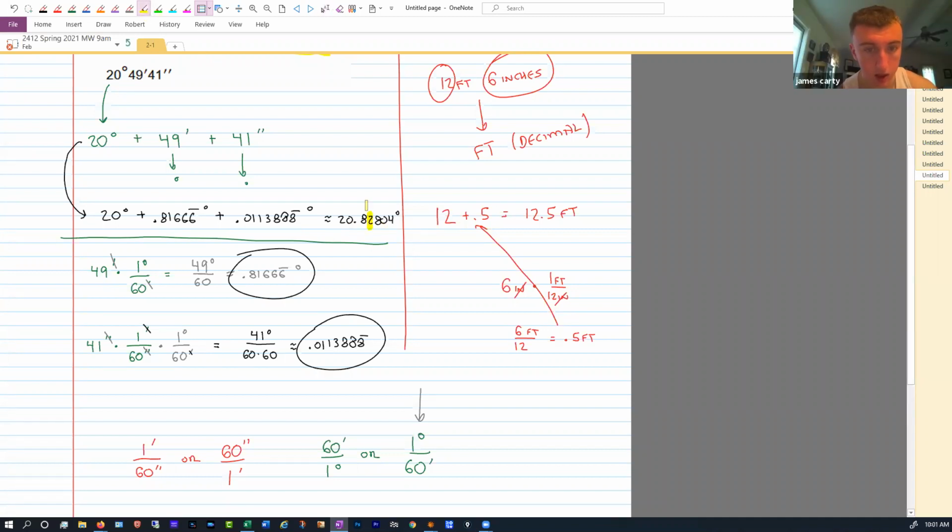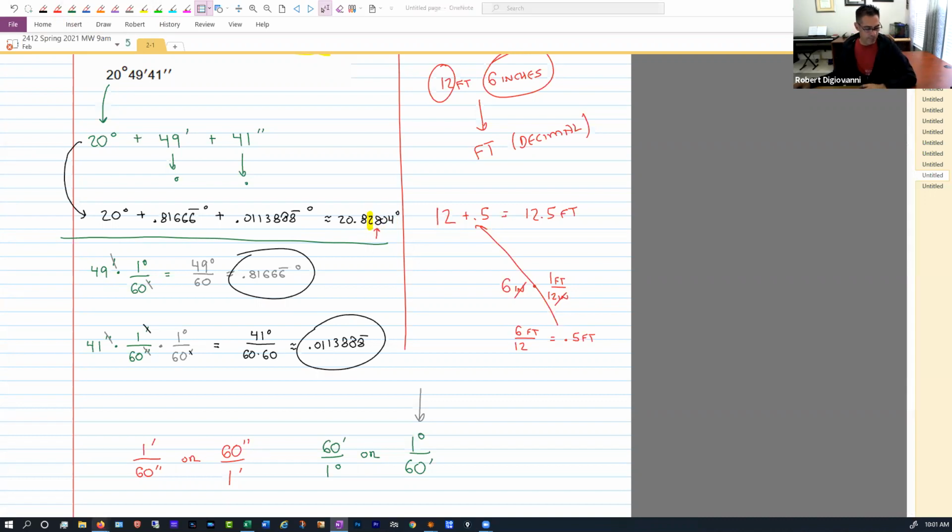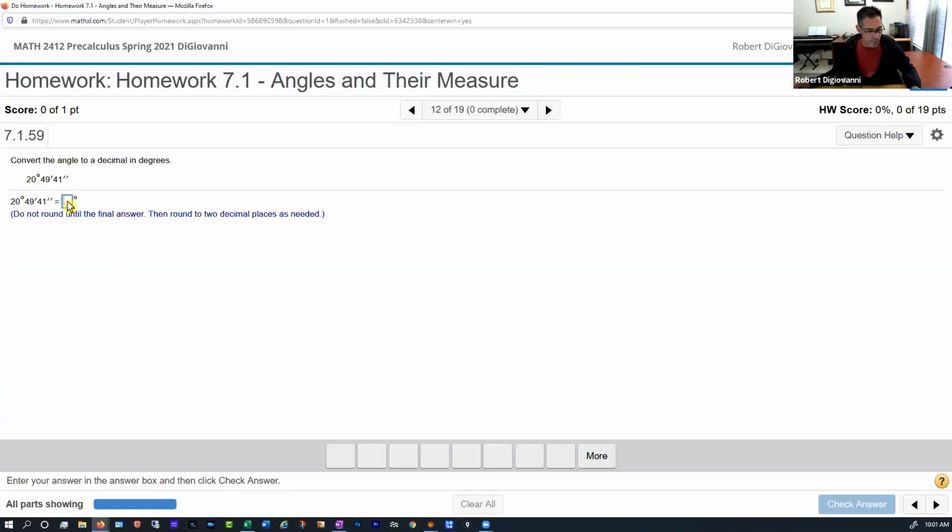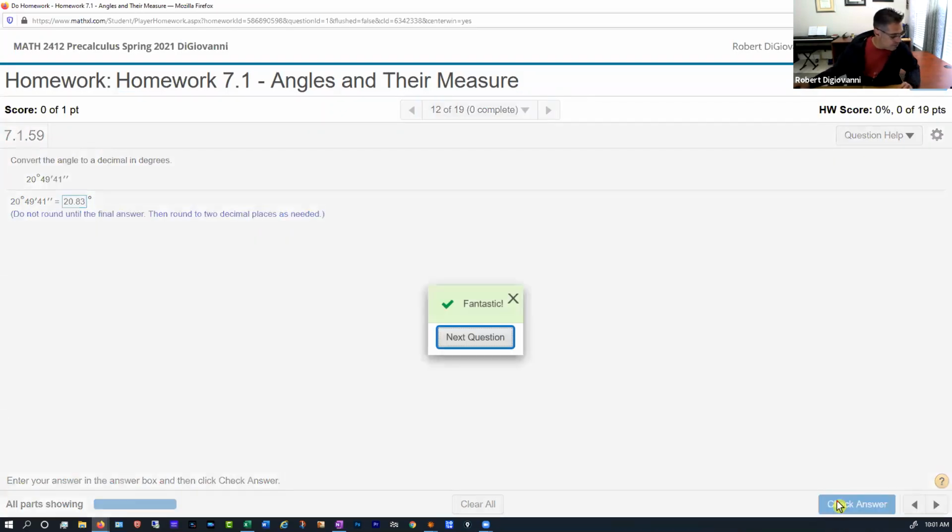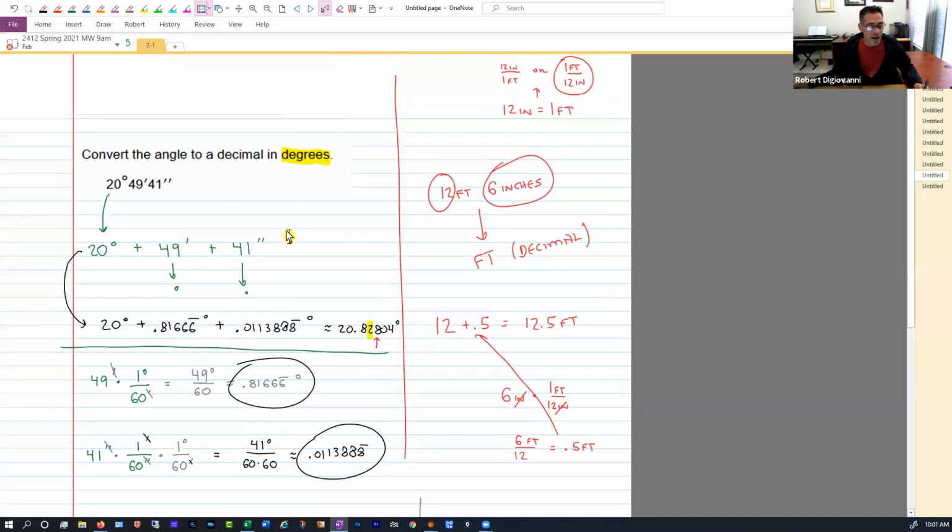We're going to be looking at that 2. So we look at the number to the right of it, which is 8. It's bigger than 4. If it's a 5, 6, 7, 8, or 9, we round up. So it's going to be 20.83. And then, yeah, it already has the degree symbol, so I don't need to put that there. Okay, there we go. All right. Now, that's how you convert an angle to decimal if you're given degrees, minutes, seconds.